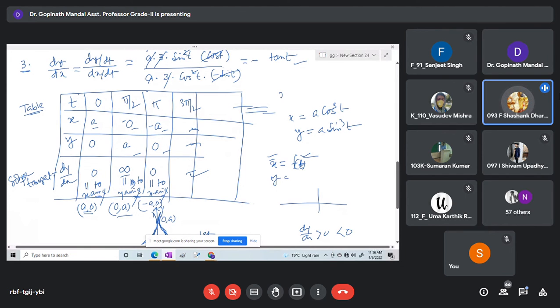The trigonometric function range is -1 to 1. No, no. Mod x is less than a and mod y is also less than a.